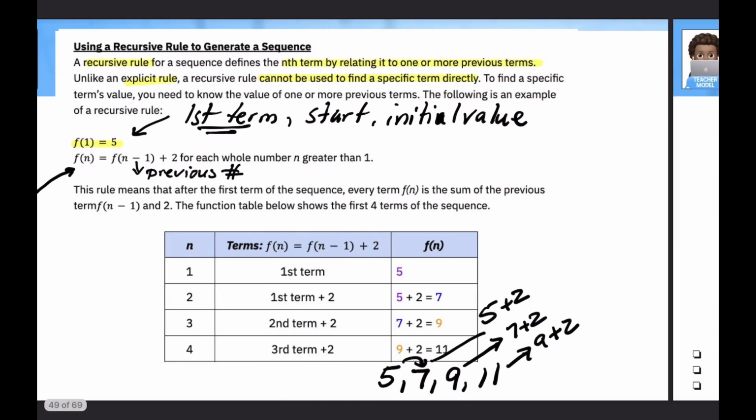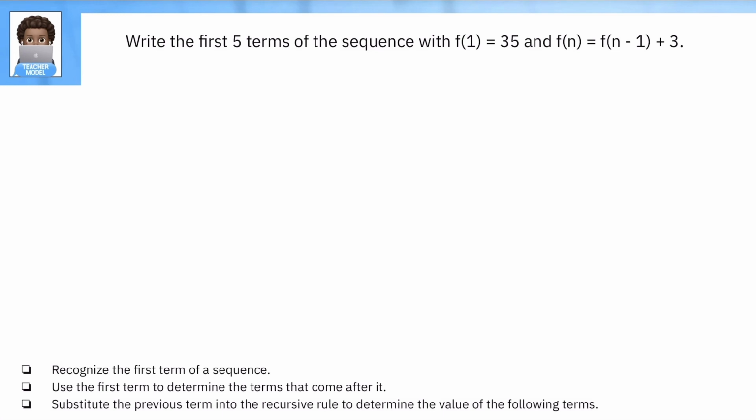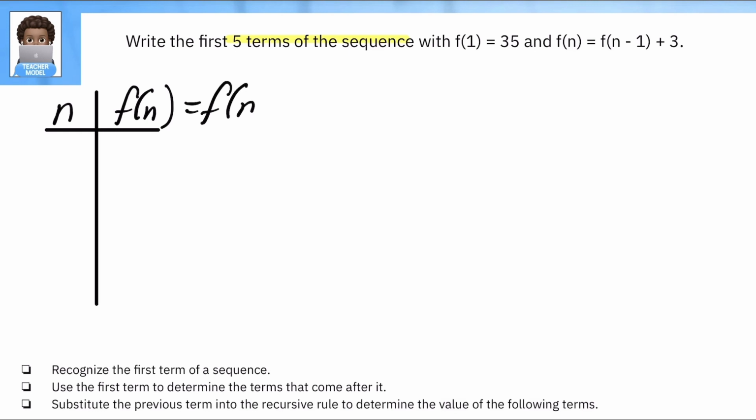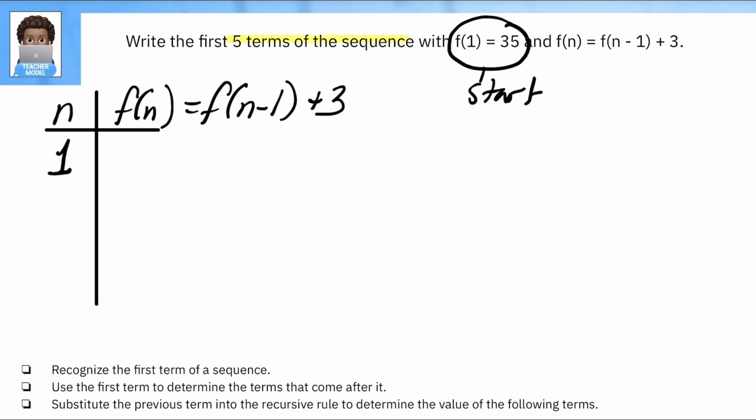Okay, so let's try this out. We're going to write the first 5 terms in the sequence. We're not going to do this as a guided practice. Instead, I'm going to do this with you. So I'm going to have my t-chart. Here's n, and I want f of n. And our rule is f of n is equal to the one before it, the previous, plus 3. So what am I starting with? That's why I need this number. That's my start. So I'm going to start with 35.